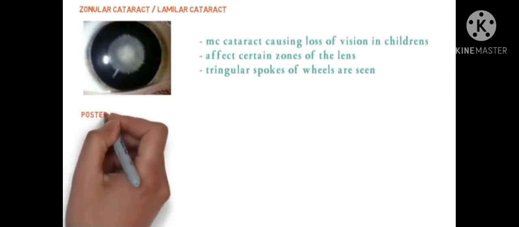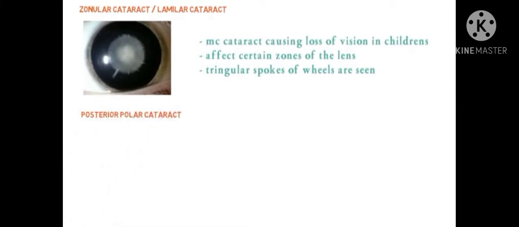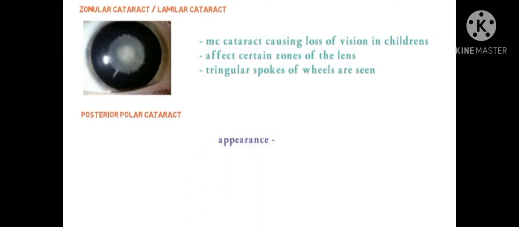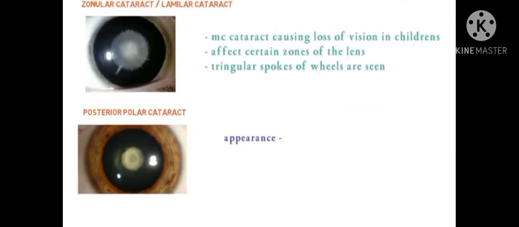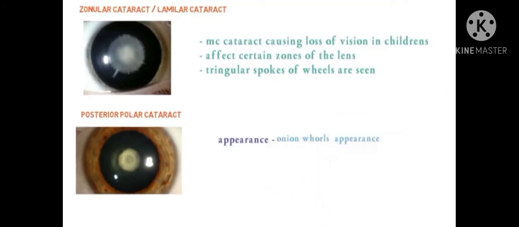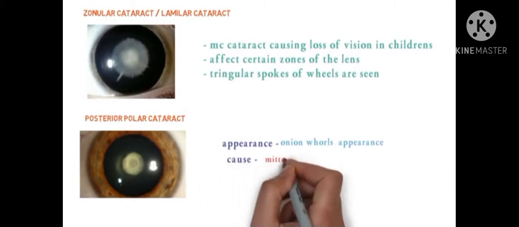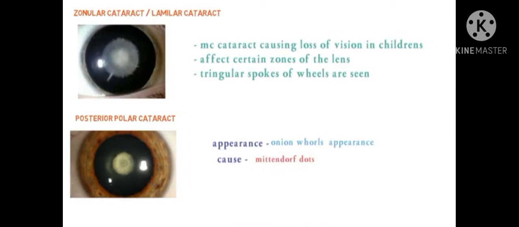Okay, then the second one is posterior polar cataract, and it is also a very common lens anomaly that consists of opacities involving the posterior pole. Look over here. Here is the appearance like onion holes. So the appearance is onion holes appearance, and it is generally associated with Mittendorf dots. Remember that it is generally associated with Mittendorf dots. What are Mittendorf dots? They are persistent hyaloid artery remnants.